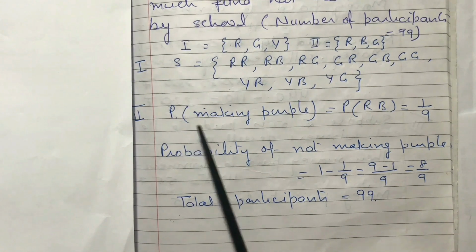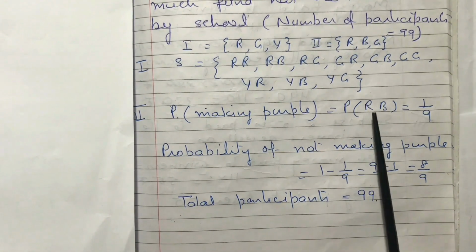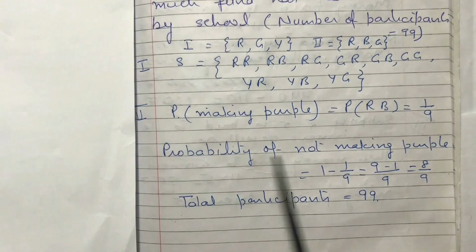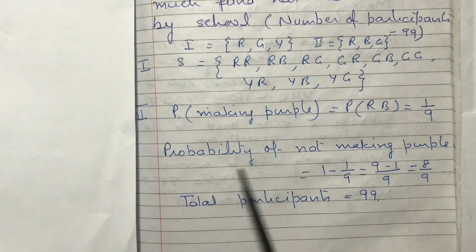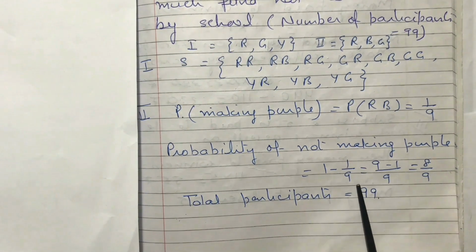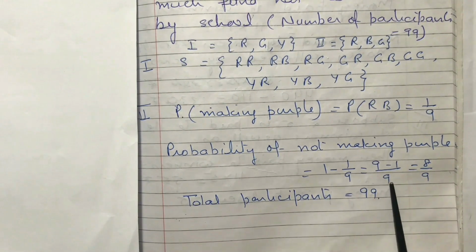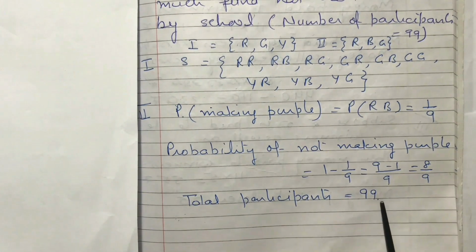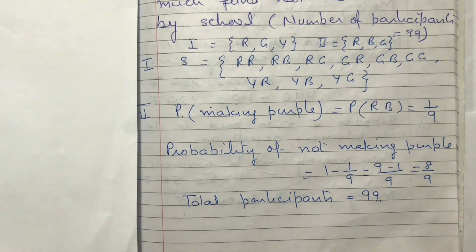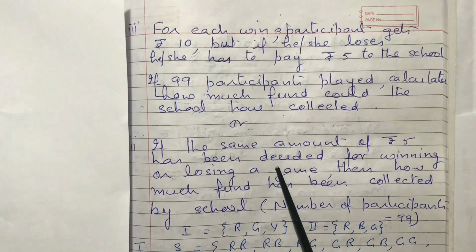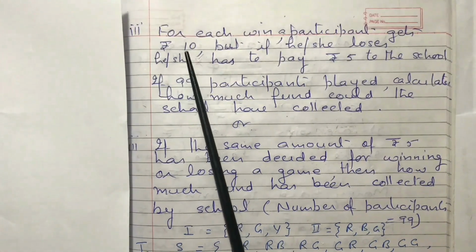Second question is probability of making purple. Probability of having red, blue, that is equal to 1/9. Probability of not making red and blue, probability of not making purple, that is equal to 1 minus 1/9, that is equal to 9 minus 1/9, that is 8/9. So total participants we know is 99. On the next page I am going to give the answers of these two questions. So here let me discuss it.